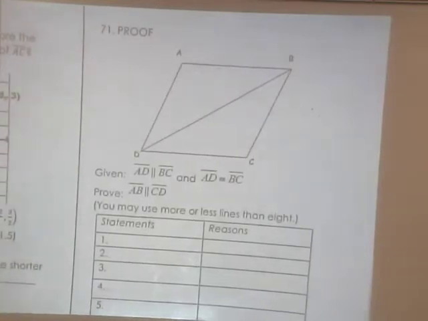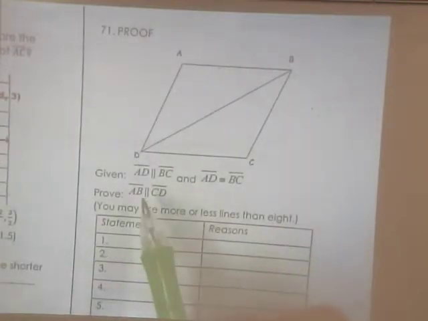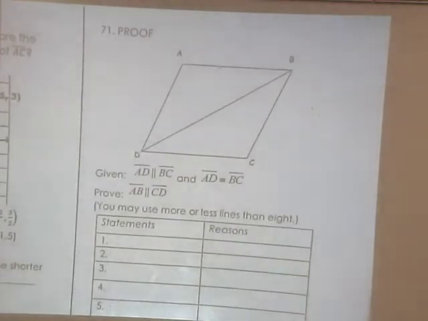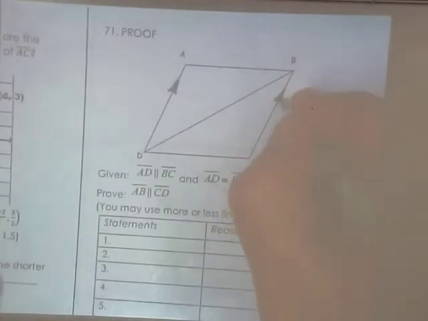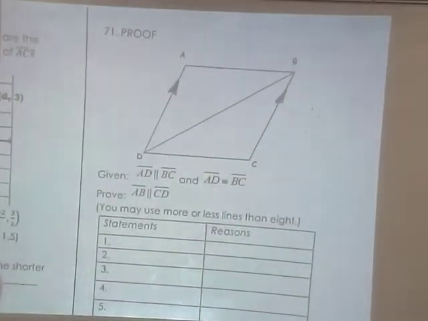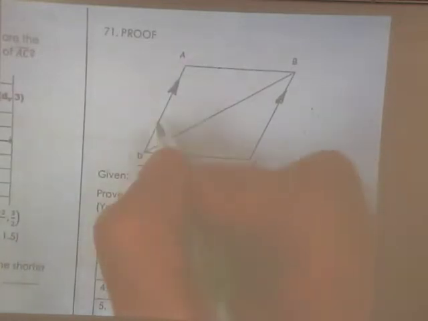Okay. So remember, what you're going to do first is mark up your picture, right? They tell us that AD is parallel to BC. So I know AD is parallel to BC. Put in arrows, yes? Why? Because that means parallel. And AD is congruent to BC.